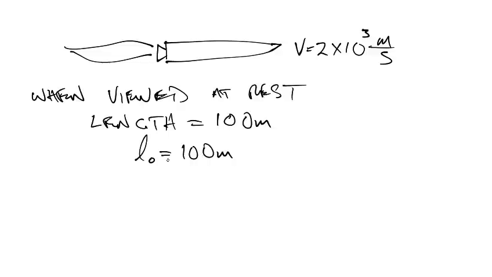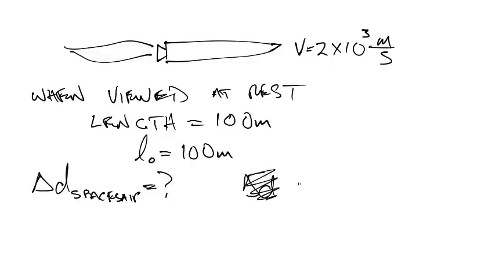Okay? The question now becomes, how much does its length change by? So what is the delta D of the spaceship? In order to get delta D of the spaceship, now that's the change in length. I shouldn't call it delta D. Let's actually use a different, let's call it delta L. Okay, that's really what we're looking for.